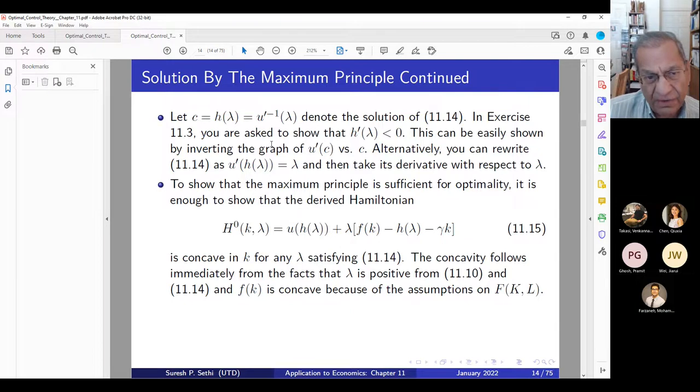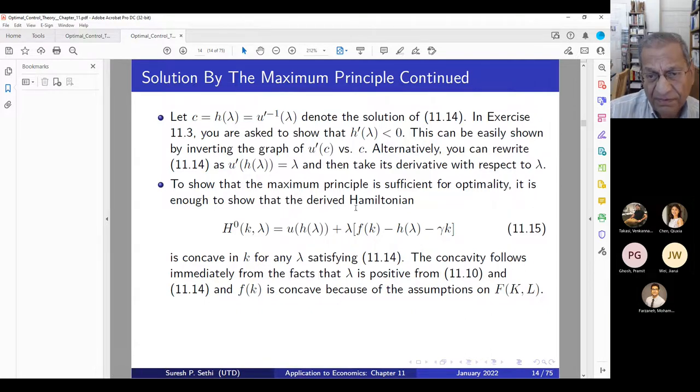The way you show it is either you take the inverse of the graph of U prime C. I already told you how to invert the graph, and that will tell you how H lambda is changing with respect to lambda. Or you can rewrite 11.14 this way: U prime H lambda equal to lambda, because C is H lambda, and then take the derivative with respect to lambda, and that will give you H prime lambda. So that's another way to get this.